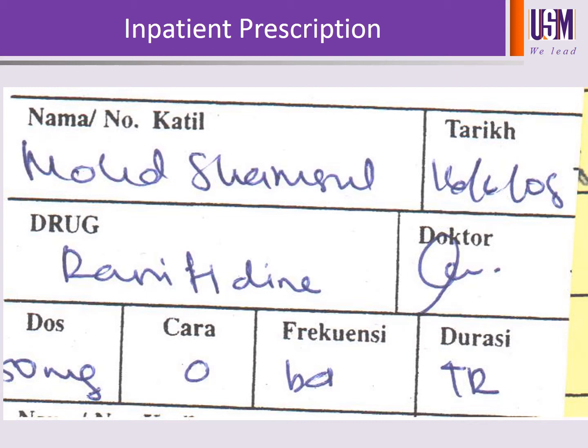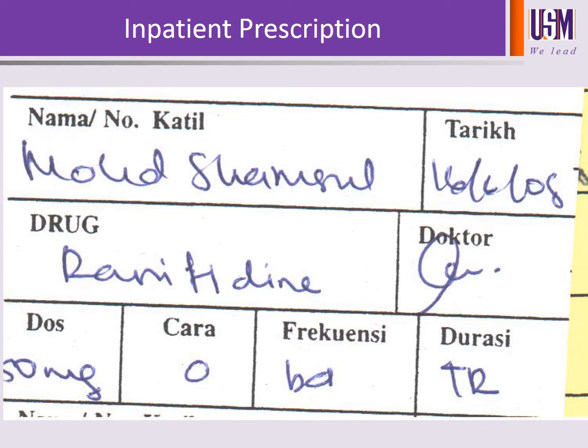The next section will be the administration route, which is either O for oral, or sometimes we call it PO. It can be local administration, IV, IM, and also subcutaneous or SC. The next will be the frequency of administration. OD is for once daily, BD is for twice daily, TDS for 3 times daily, and QID for 4 times daily.